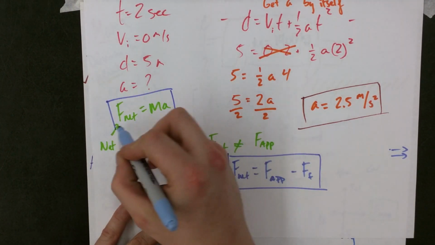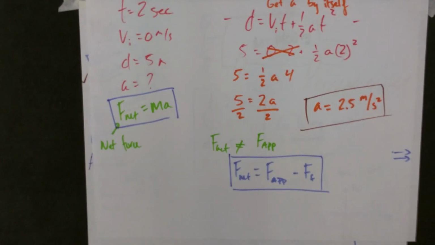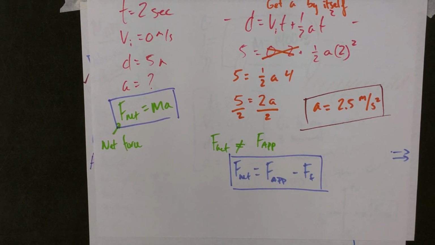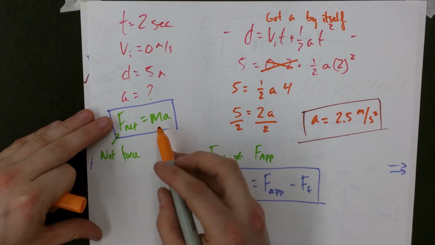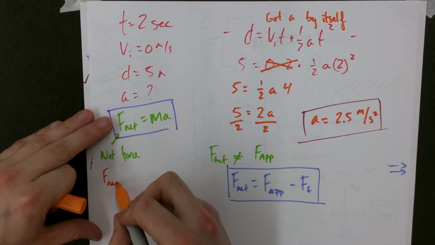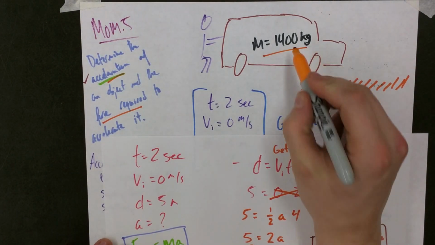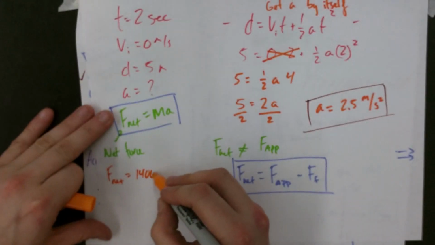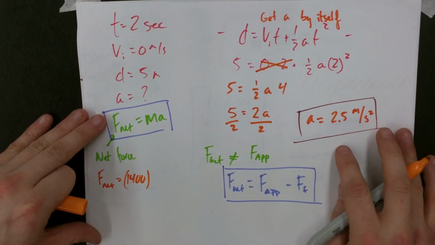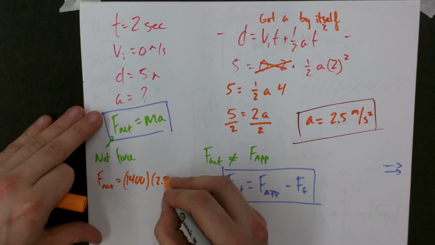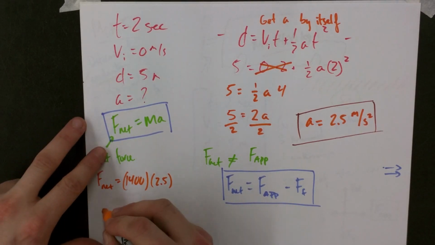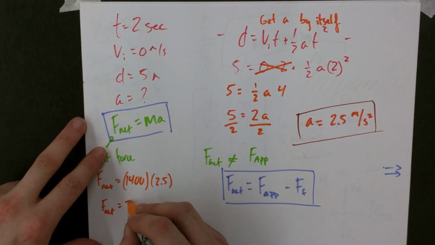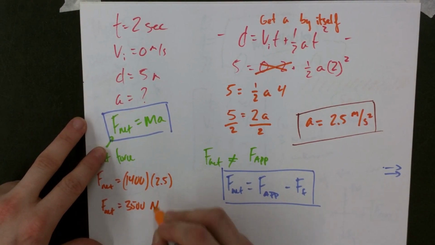So now we have enough pieces in order to solve for Fap. Here are my pieces. So let's try and do this. F net is equal to ma. I could solve for this because I know the mass of the car is 1400. I know the acceleration is 2.5. And now I'm plugging things into my calculator. And I get that the net force is 3,500 newtons.